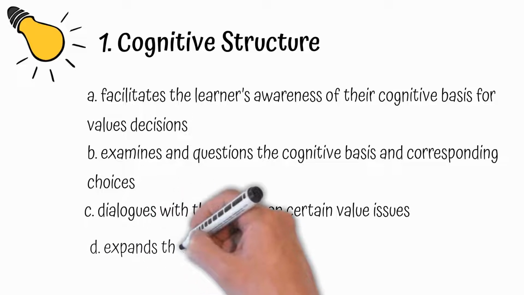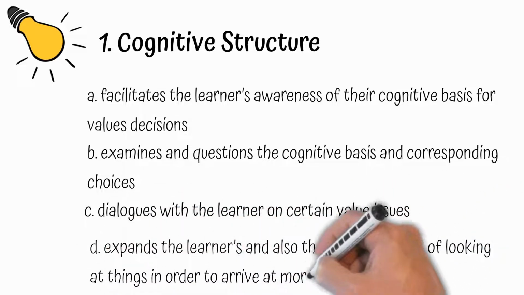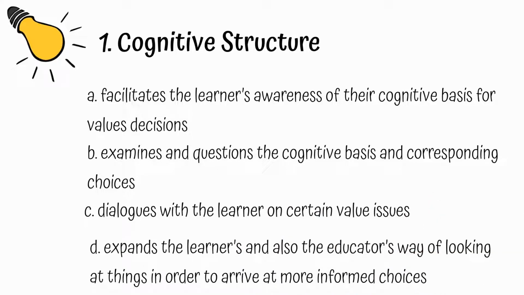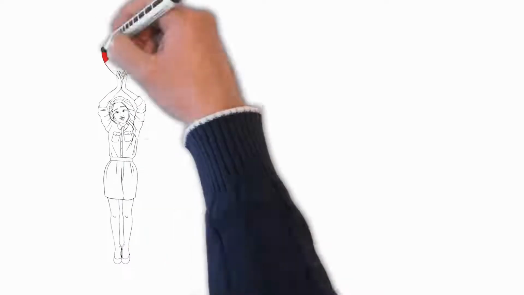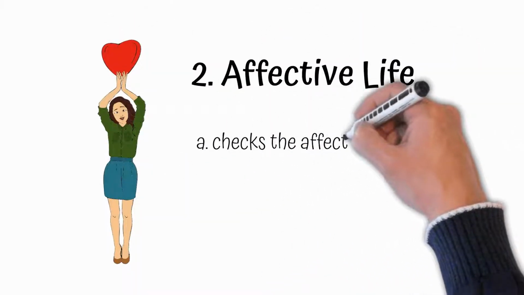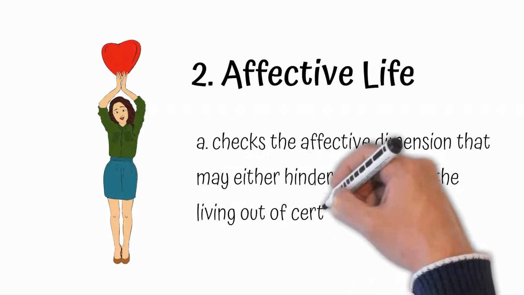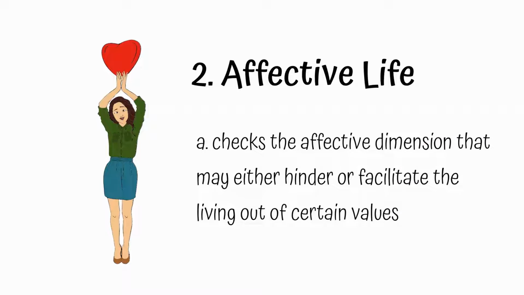And the teacher expands the learner's and also the educator's way of looking at things in order to arrive at more informed choices. In terms of the affective life, the teacher checks the affective dimension that may either hinder or facilitate the living out of certain values. Examples are the student's motivation, acceptance of or resistance to the values, enthusiasm for values, and so on.